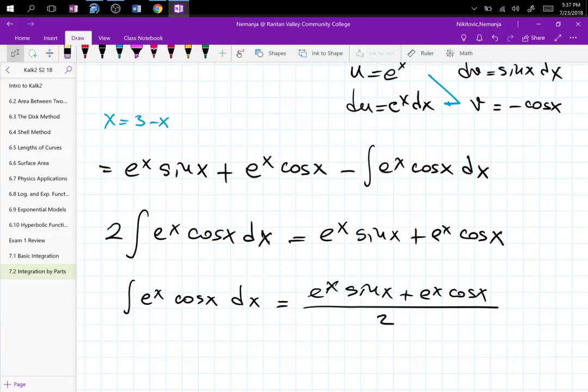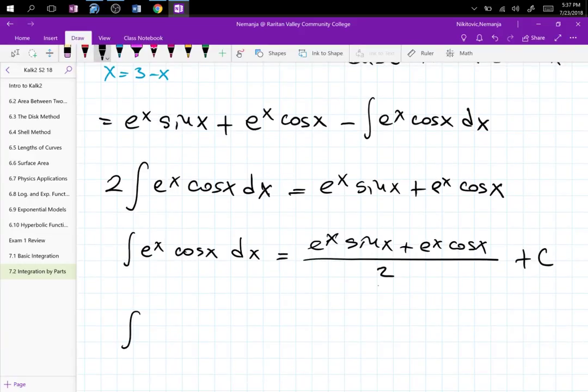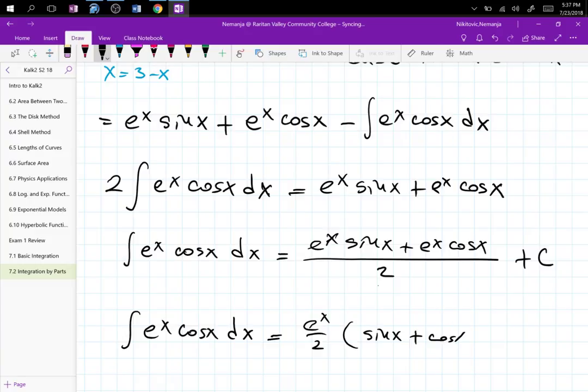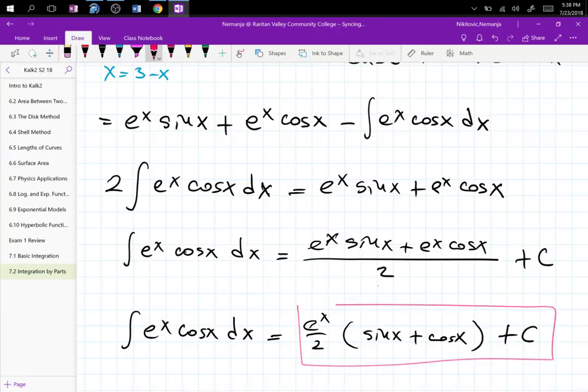Plus c. We are not done. I'll put plus c over here. So the next line, we're just going to factor what we can and be done. So the integral of e to the x cosine x dx is equal to e to the x over 2, in parentheses, sine x plus cosine x, and then plus c. Would you put minus anything on the one above it? No, it's fine.